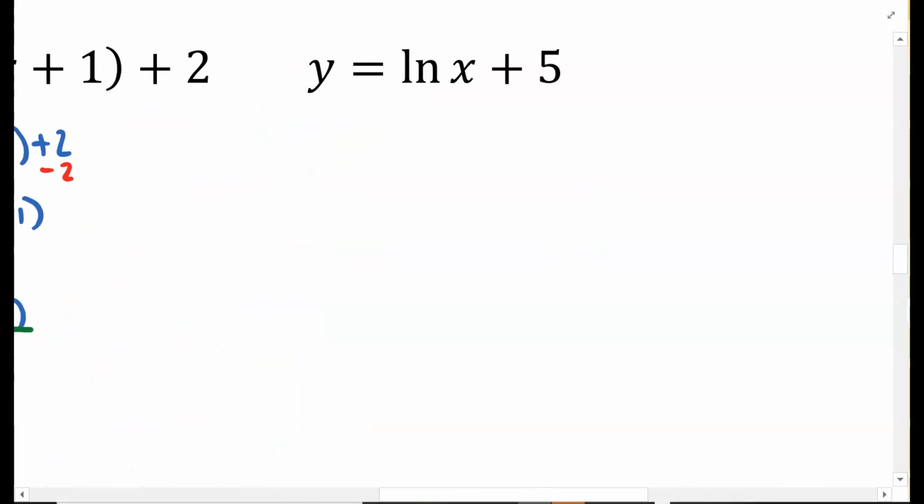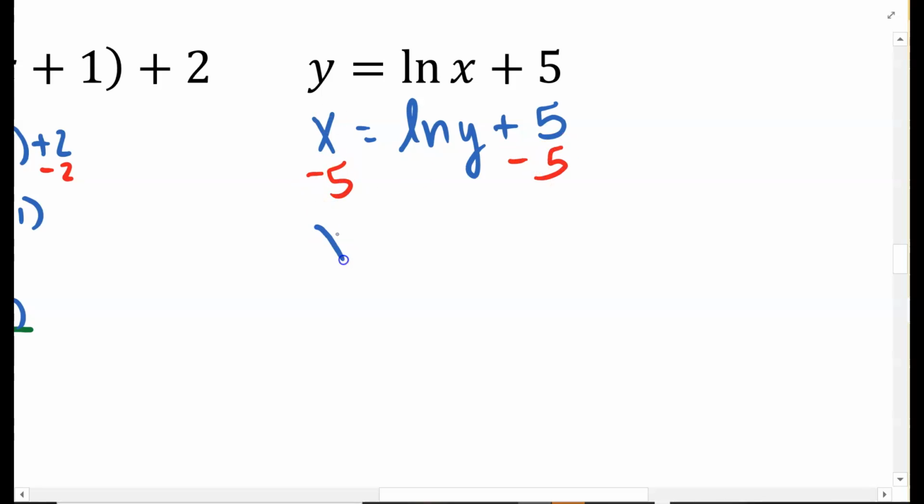Alright, last example, and then you'll have some you can practice on your own. Switch x and y. So x equals the natural log of y plus 5. Since there's no parentheses on the y plus 5, we know we need to get rid of the 5 first with subtraction. So we have x minus 5 equals the natural log of y.